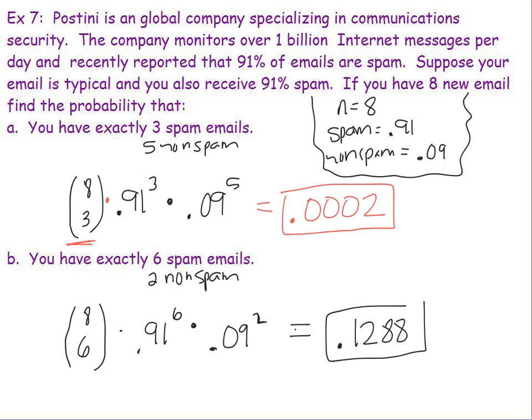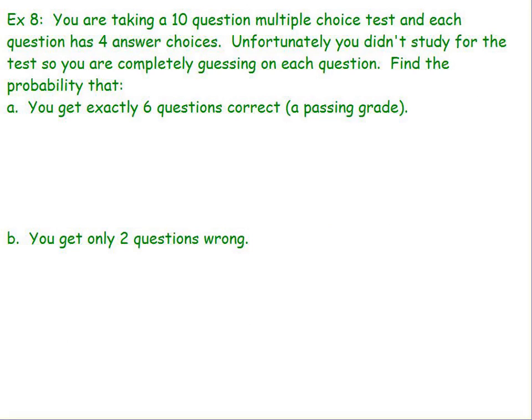All right, so let's look at a new example. All we're going to do is change up some of the numbers. You are taking a 10-question multiple choice test, and each question has 4 answer choices. Unfortunately, you didn't study for the test, so you are completely guessing on each question. Find the probability that. So let's write down what we know. How many questions total were on the test? There's 10. So that means that the number of trials is 10.